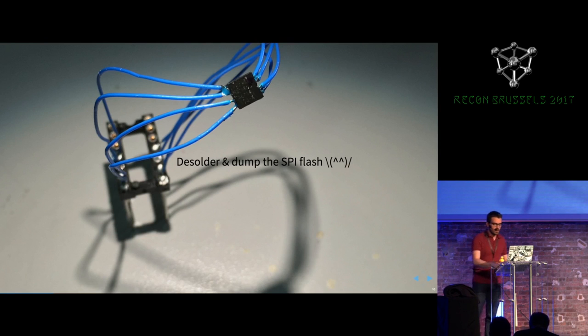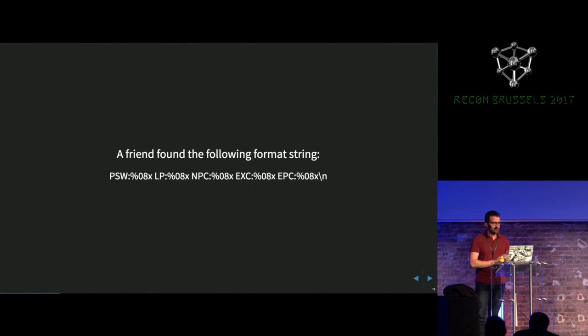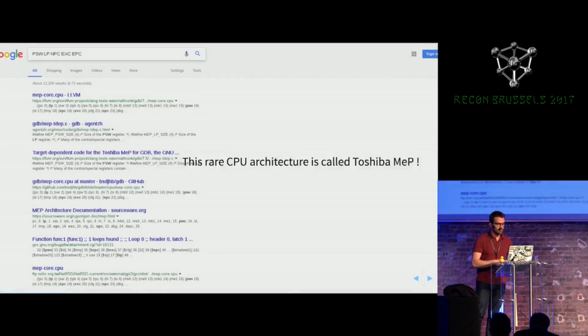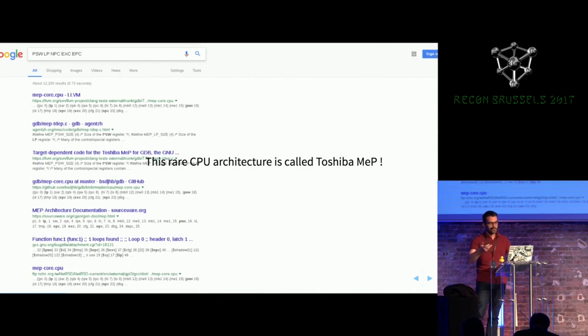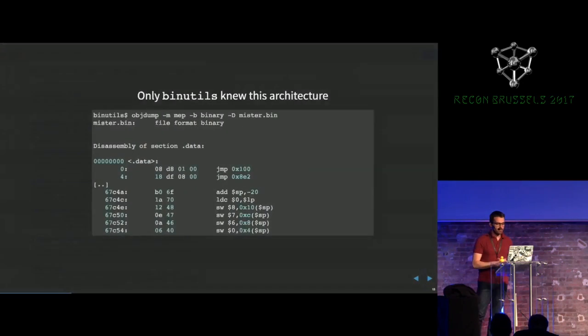And one morning, another friend came up with the following format string. If you have a close look, it could be something you would use in your software in order to dump register values. So of course, what we did next, we asked Google, and Google told us that it was a Toshiba MeP. So what I decided to do next was to implement this architecture, Toshiba MeP, into MiaSM.